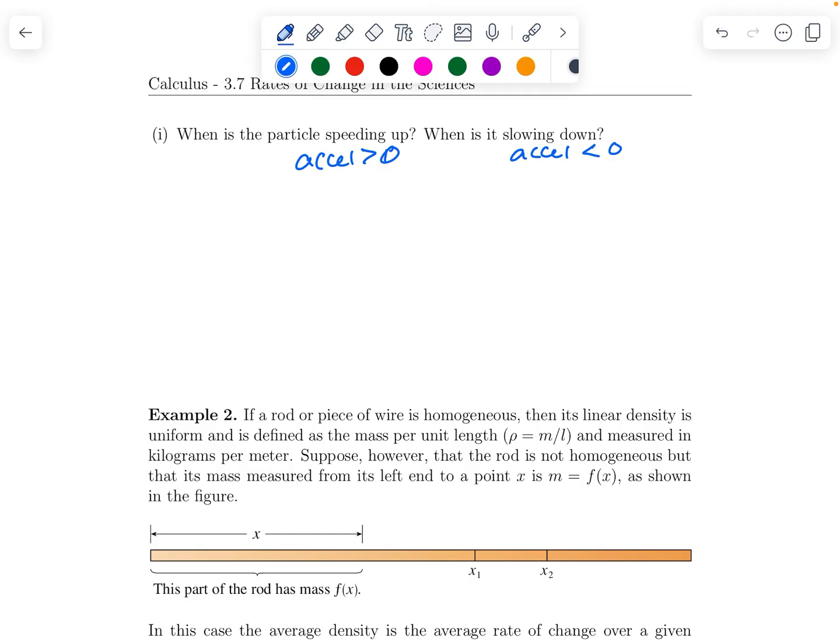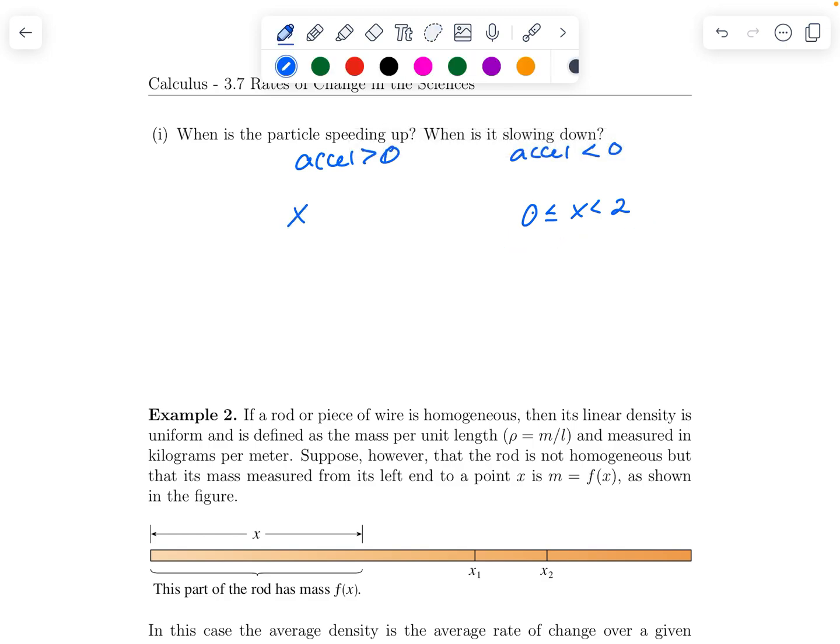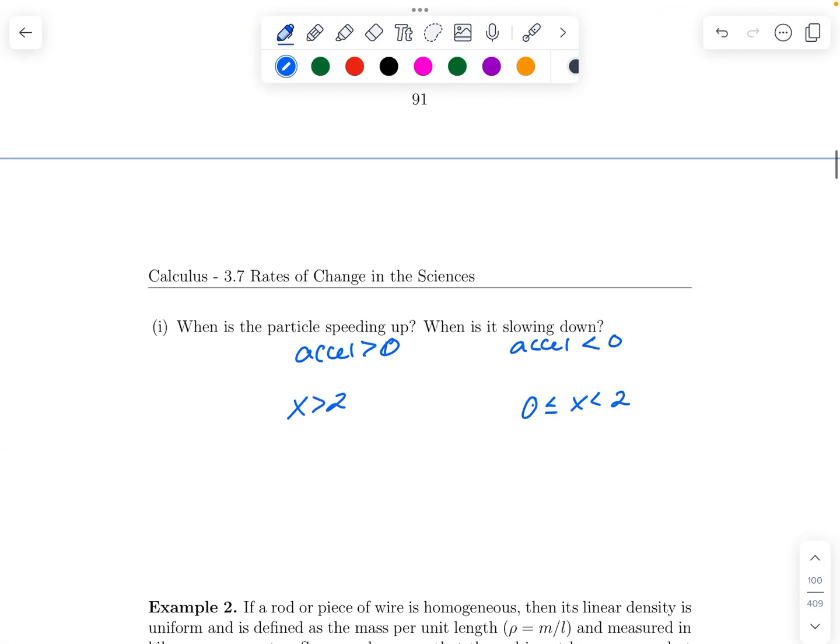And you should get, if x is between 0 and 2, it should be slowing down. And if x is greater than 2, it should be speeding up. 6x minus 12, yeah.